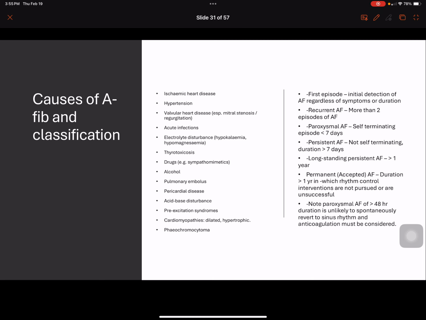And AFib greater than 48 hours in duration is unlikely to spontaneously convert back to a normal rhythm. Anytime we've had AFib for greater than 48 hours, giving an anticoagulant to that patient is part of the treatment plan. So AFib has a lot of different classifications.